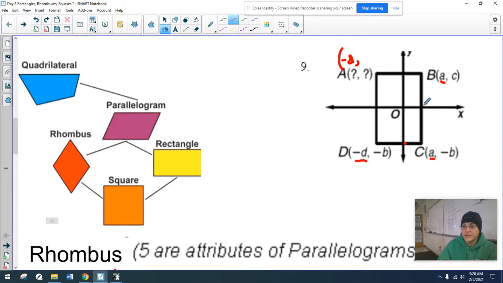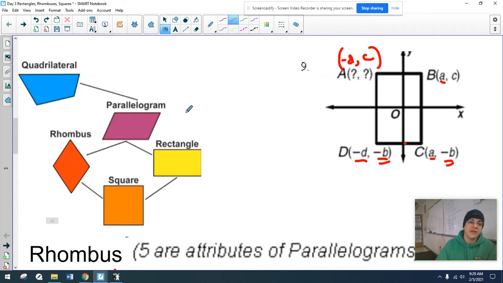And then with the heights, this height is going to be the same as this height. This height is going to be the same as this height. So both of those are negative B. Your heights are your y values. So my height here is going to be the same as my height there, which is a C. Okay, so there's just a couple random ones that I wanted to throw in there in case you see them.